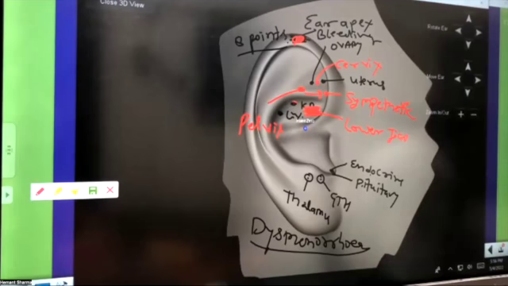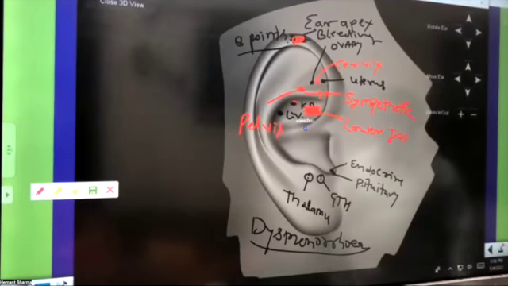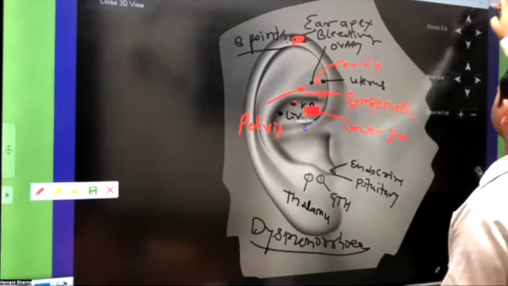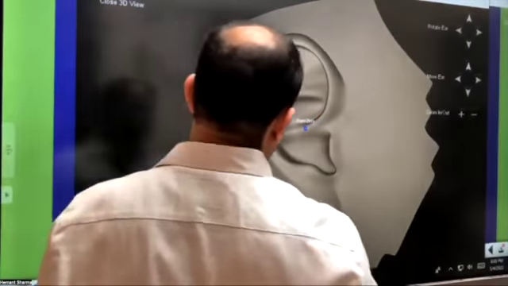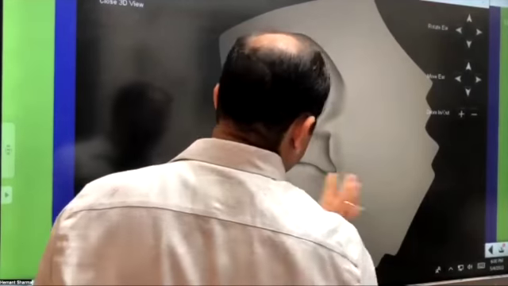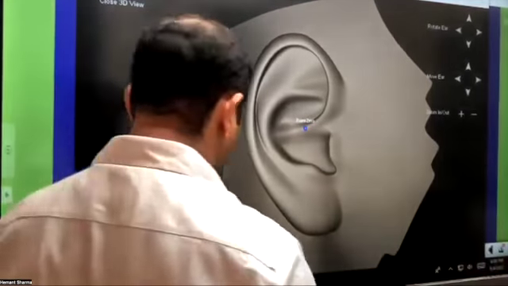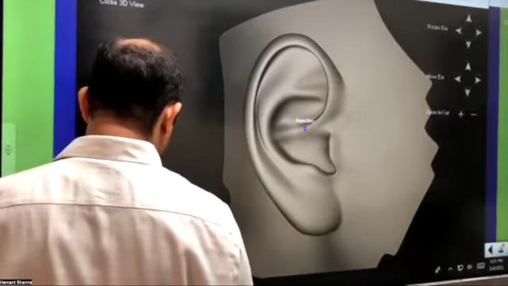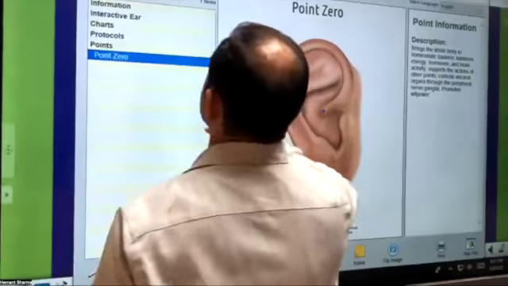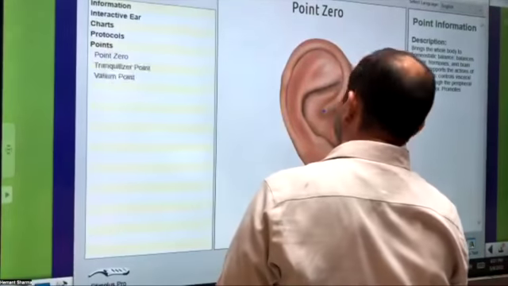No, there is a sympathetic point which works for sympathetic as well as parasympathetic. So there is no separate parasympathetic point that we have discussed. Definitely it exists, but we have not discussed it because sympathetic and parasympathetic both are balanced by the sympathetic point.